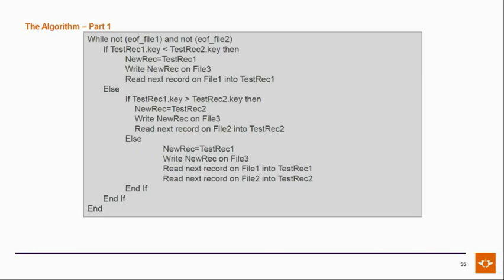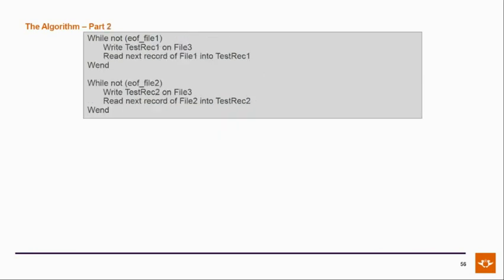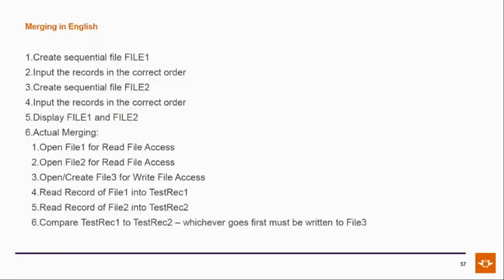And if the other one is empty or end of the file has been achieved, you'll just simply read all of those records to your merge file. Right, and then you've got your two end of file checks. So in simple English, if you have to explain it to someone, create a sequential file 1, input the records in the correct order. Create sequential file 2, input the records in the correct order.